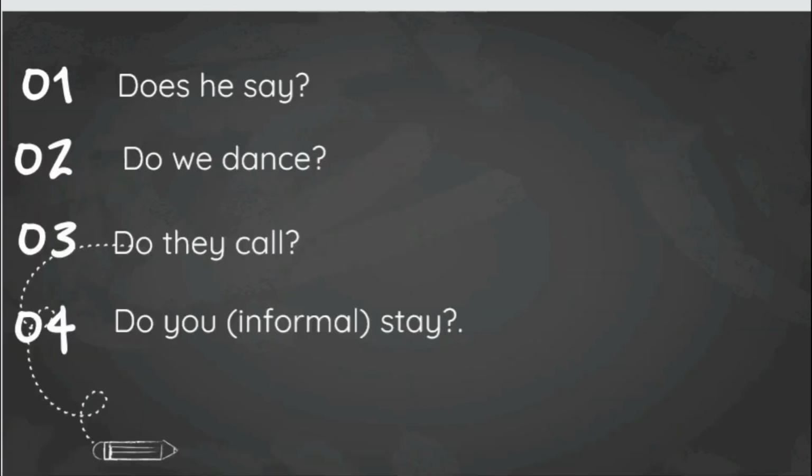Okay, so the first one is, does he say? Do we dance? Do they call? And do you stay? And this you is going to be informal you. If you have forgotten what is meant by informal you, then please go back to the previous lesson and you will have an idea of that.